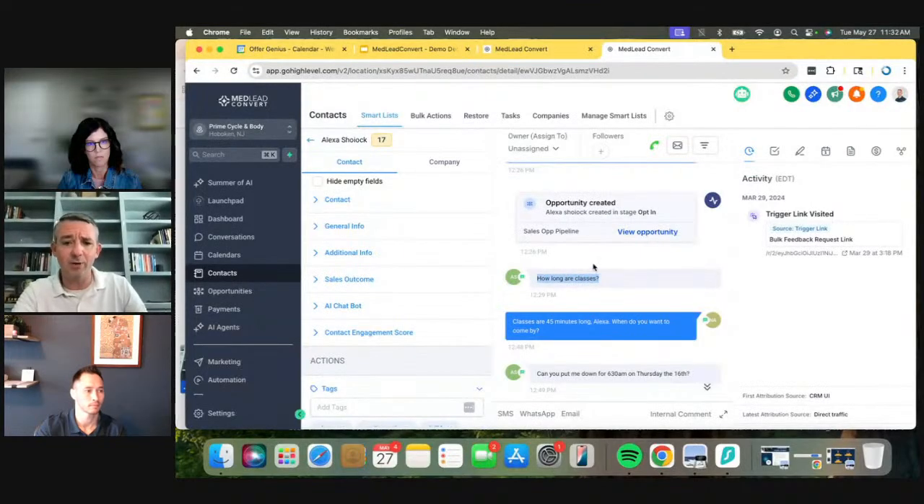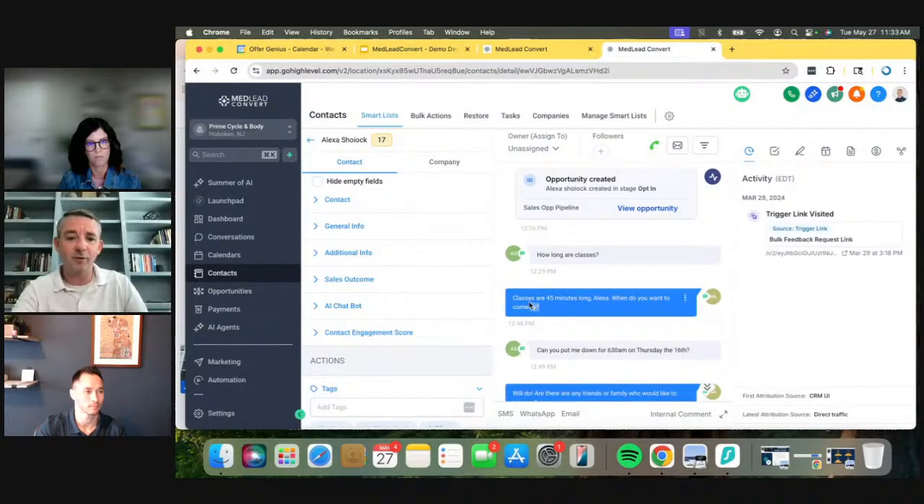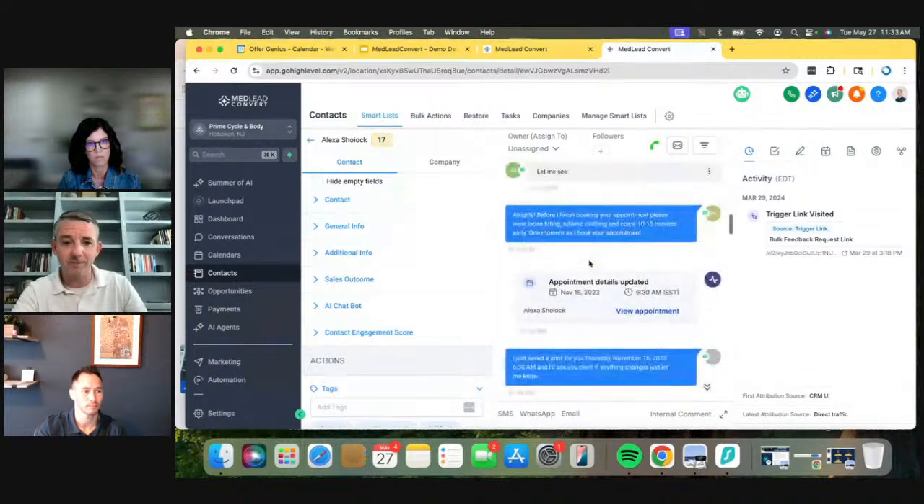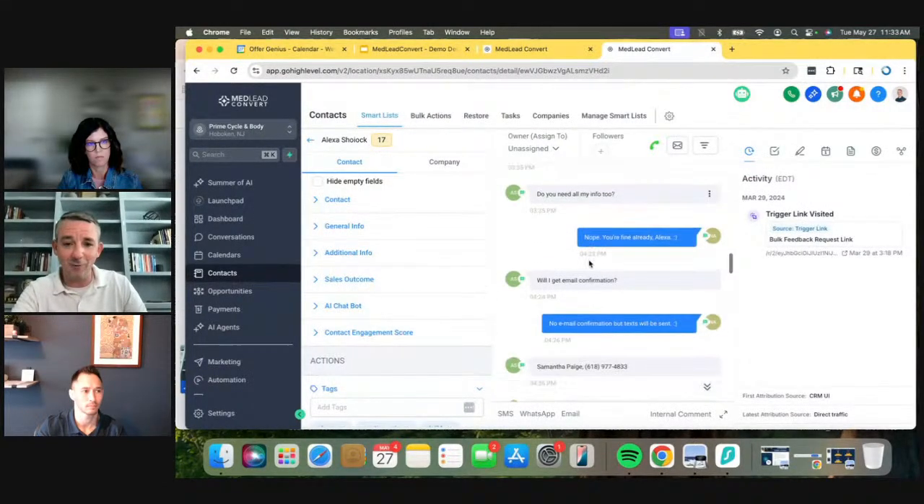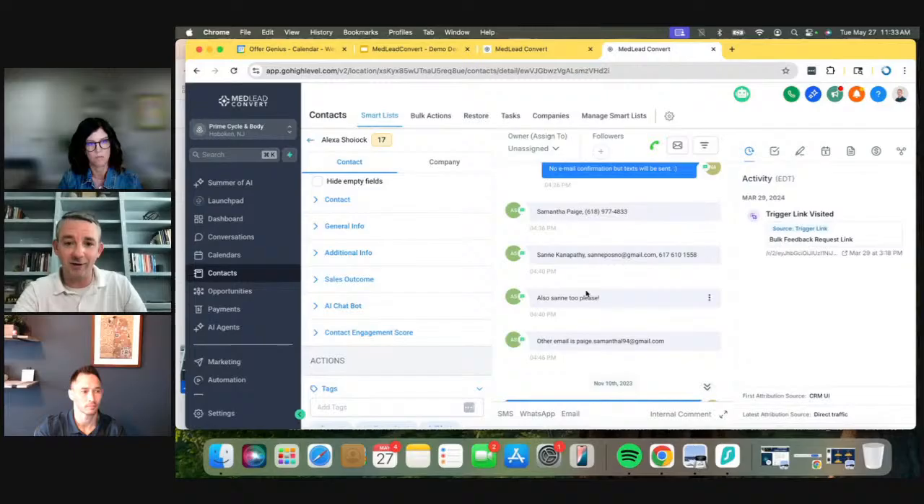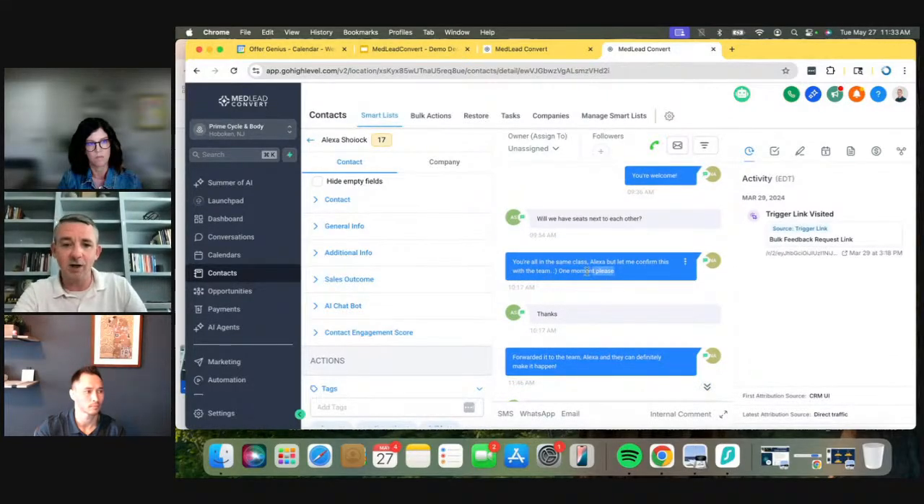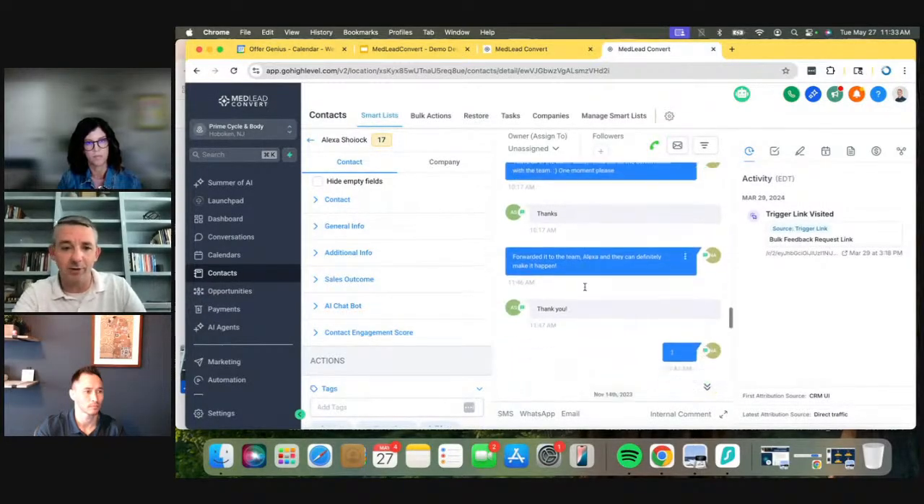This is a good reason why booking links don't work, and this is for something as simple as a cycling class. You can imagine for the med spas, people are generally going to have at least 2 questions before you can get them booked. Classes are 45 minutes long. When do you want to come by? We get her booked. Any friends or family that want to join you? You can see how well that works. She gets 3 of her friends and sends in all of their contact info. From there, we help with all the concierge stuff. If they ask, are we going to have seats next to each other? We're able to help with that.